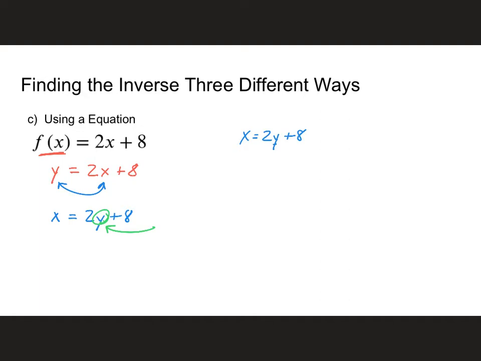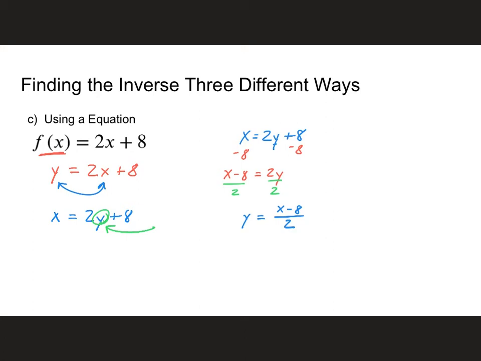So I want to undo the addition and subtraction first. I'll subtract 8 from both sides. That gives me 2y on the right-hand side, and then I have x minus 8 on the left. I can't combine like terms. There's nothing like to combine there, so I'm not going to try to put them together. To get y by itself, one more step: I've got to divide by 2. I've got to undo that multiplication. So that gives me, finally, the equation y equals x minus 8 all over 2.